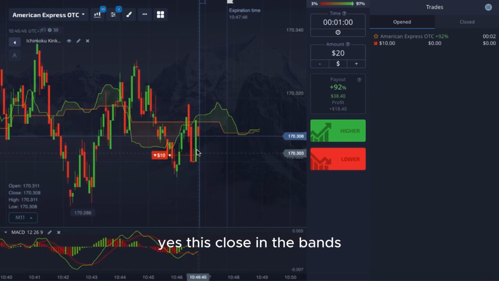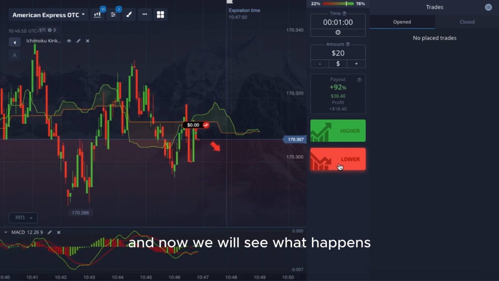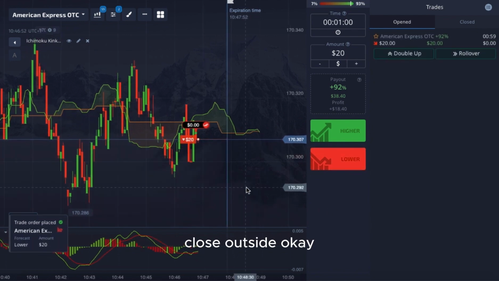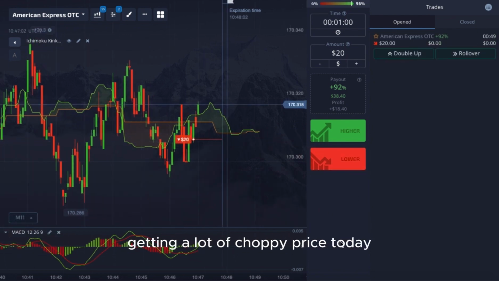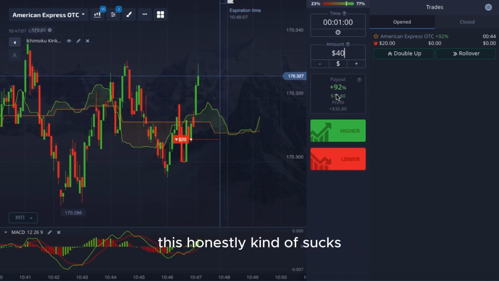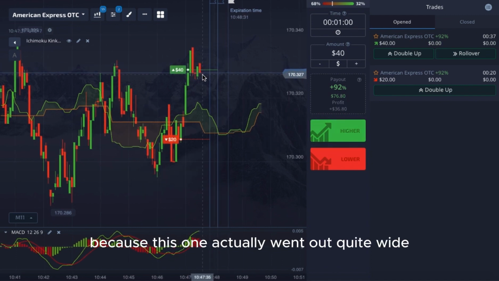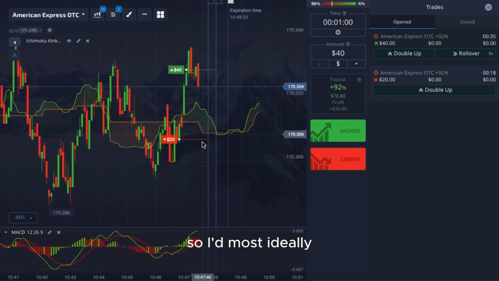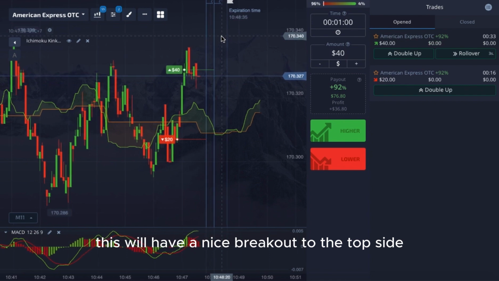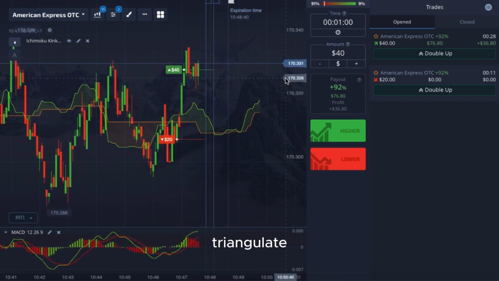Okay, yes, this closed in the bands, and now we will see what happens. Close outside. Okay, that's why we're taking it. Getting a lot of choppy price today. This honestly kind of sucks. I just hope we're not caught in a range again, because this one actually went out quite wide. So most ideally this will have a nice breakout to the top side. I'm hoping for that, but it may not be. It might just, you know, triangulate.